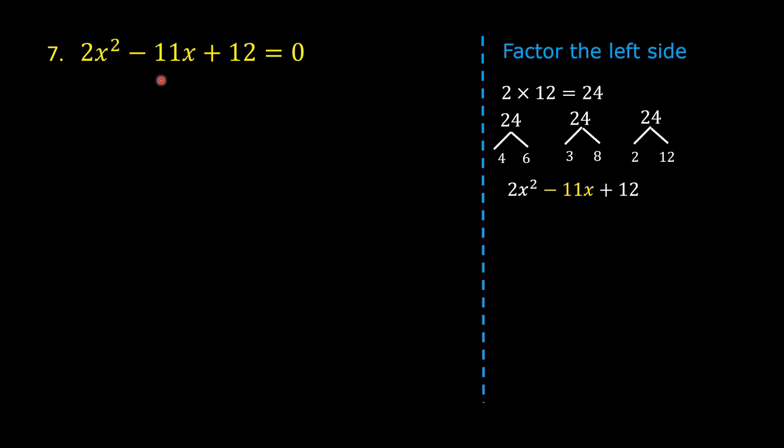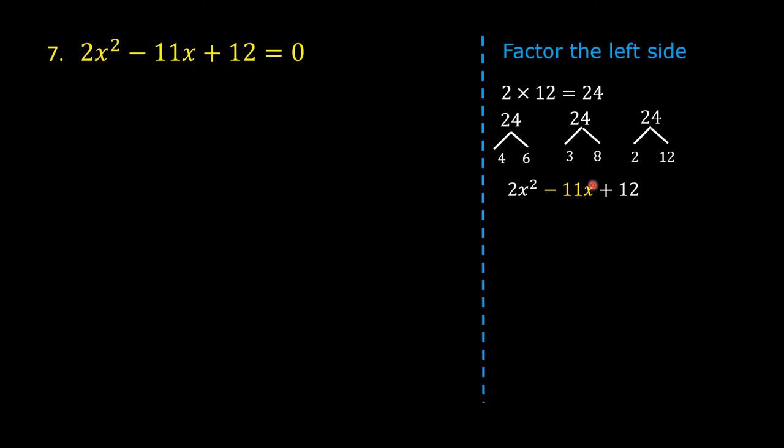Copy the left side of the equation. 2x squared minus 11x plus 12. 4 plus 6 is 10. 6 minus 4 is 2. 3 plus 8 is 11. So we can see that 3 plus 8 equals 11, and the coefficient of x here is negative 11. 2 plus 12 is 14. 12 minus 2 is 10. So we are going to use 3 and 8.